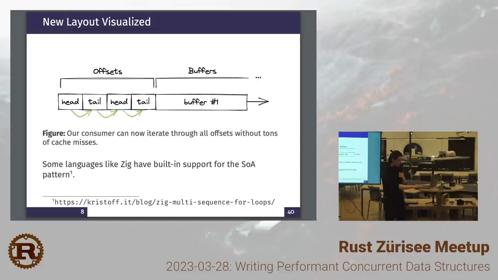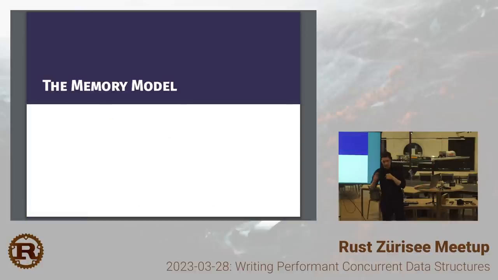Right. And with this, we can now take a step back and think a bit about memory. The reason is that now we have just a basic data structure, but there are some problems. A lot of times when you're writing a concurrent data structure, especially if it needs to be very performant, writing unsafe code is quite nice.